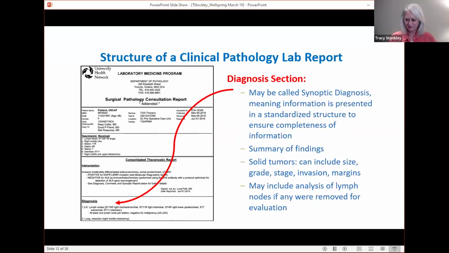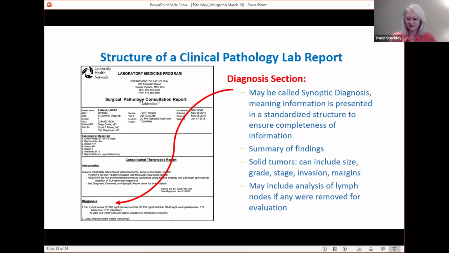The other very important part to look for is the diagnosis section. This is really the nuts and bolts of the information on that tissue that the pathologist has seen. Sometimes it will have a header called synoptic diagnosis. Synoptic just means a more formal, regulated sort of format for the report. It's just a standardized structure, done so that every report has the same components on it and nothing is missed.